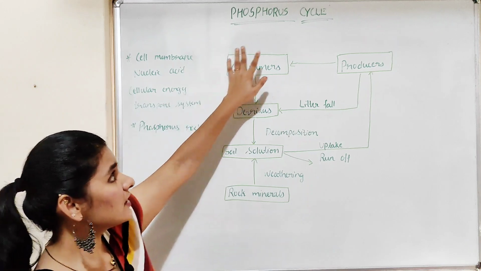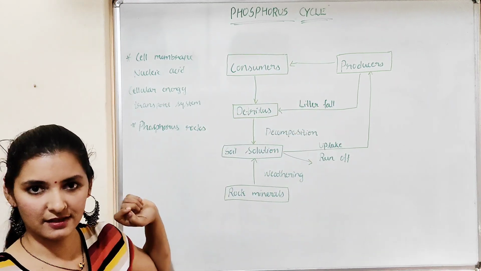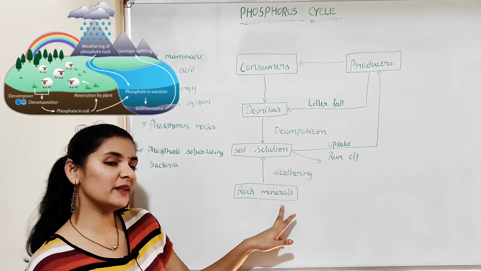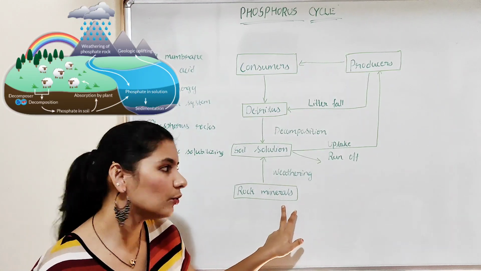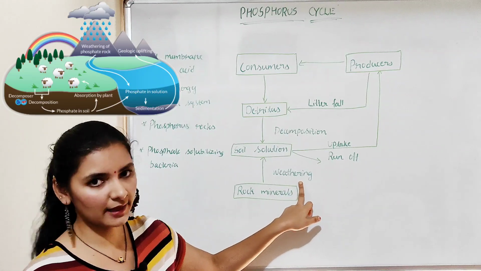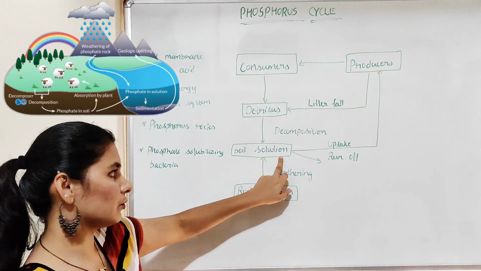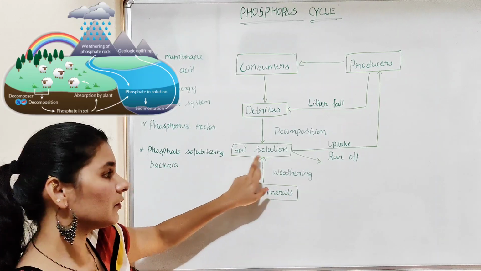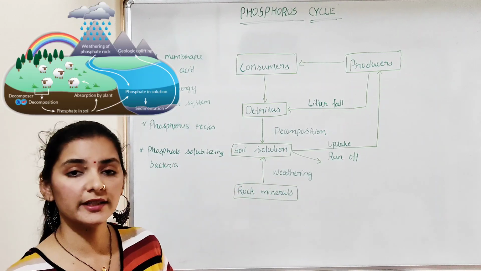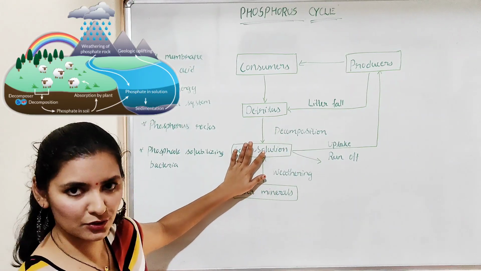So let me start this phosphorus cycle from this main source, that is phosphorus rock itself. Phosphorus rock or rock mineral, which consists of a large quantity of phosphate, when it gets eroded or weathered by natural action, a small quantity of this phosphate enters the soil solution. So now the phosphate is present in the soil or the soil solution.